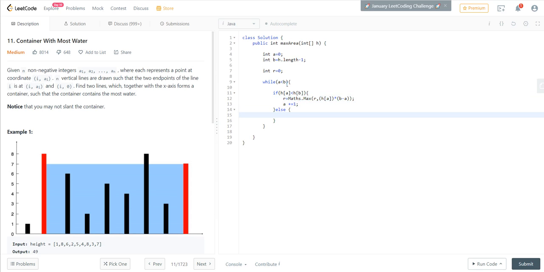This is for the first case, so I will copy this, and this will be for if b, our end pointer, is greater than our a pointer, and in case of the end pointer we need to decrement it by 1. Okay, and in the end we will return our result.